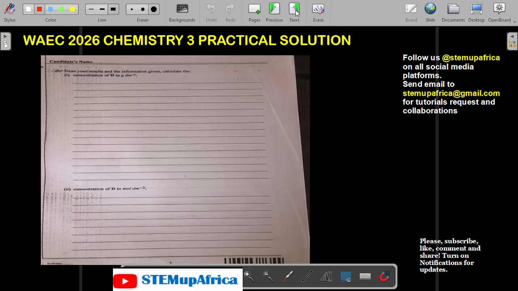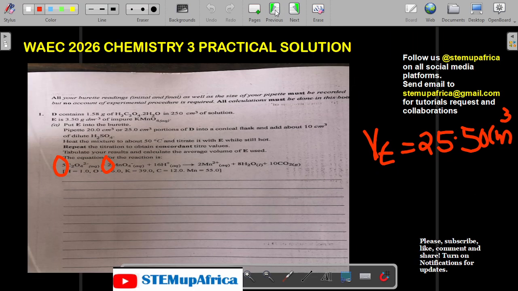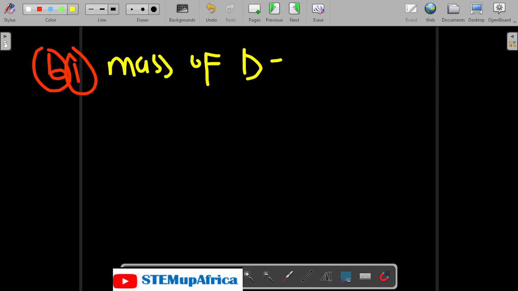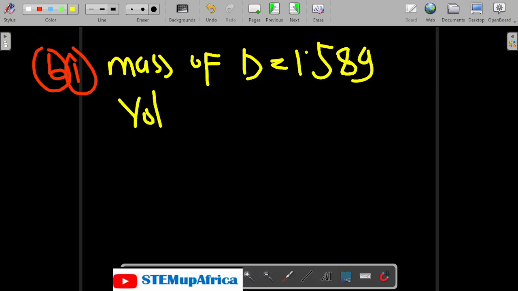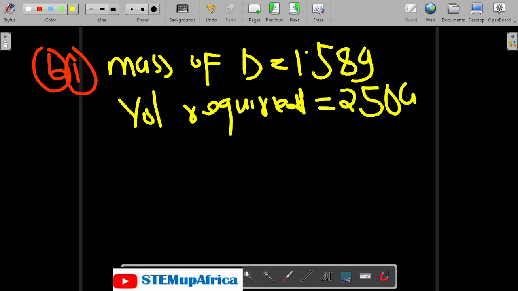1B says, from the result and information given, calculate the concentration of D in grams per dm cube. So let's identify who D is. Our D contains 1.58 grams in 250 cm cube. So that is D. So for B, Roman figure 1 now, mass of D is simply 1.58 gram.